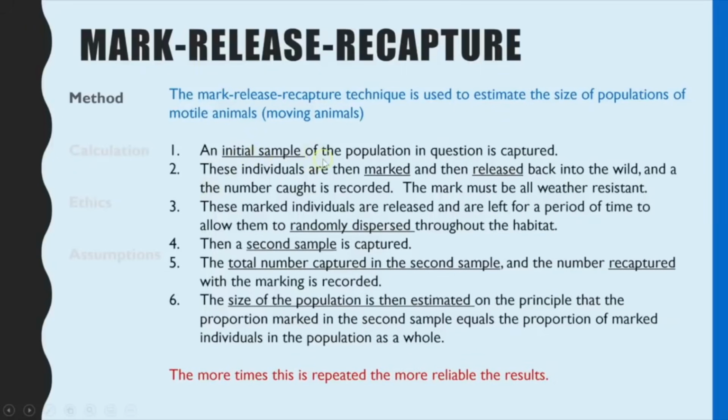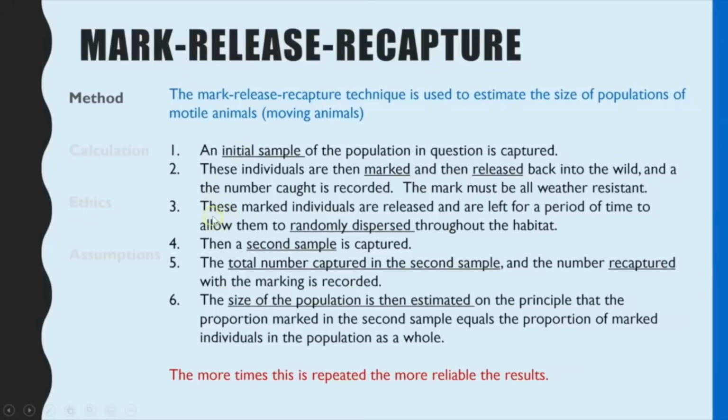So you'd leave your trap set up for a period of time, you come back, and then the individuals that you have captured, you would mark them in an ethical way, which we'll come to in the ethics section. And the mark that you put on has to be all-weather resistant. So it has to be something that is not going to wash off in the rain, for example. Once you've done that, you then release those animals safely back into the wild and record how many you had captured. So that is the mark release part of the method.